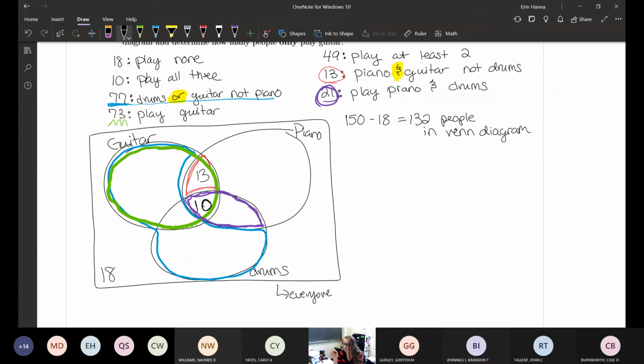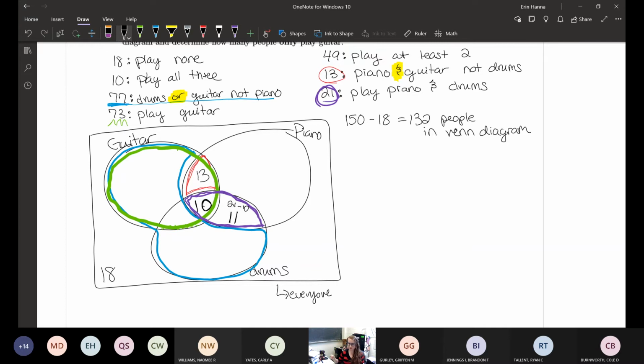Whenever you read questions like this, they have to be very specific in their phrasing. So this doesn't say "and not guitar" at the end of that statement. So they also could play guitar. There's 21 people in that entire sliver, but there's 10 people in the middle. So the amount of people only in the piano and drums, but not guitar, would only be 11 people. Does that make sense? So there's 21 people who play piano and drums and maybe guitar. And since there's 10 people who also play guitar in that group, there's only 11 people who only play piano and drums.